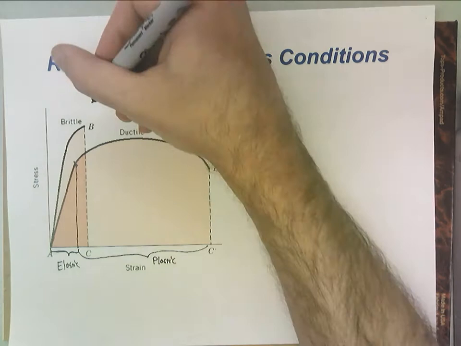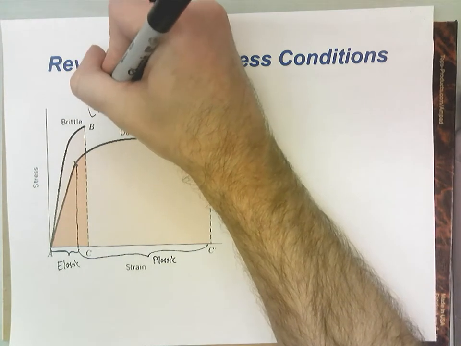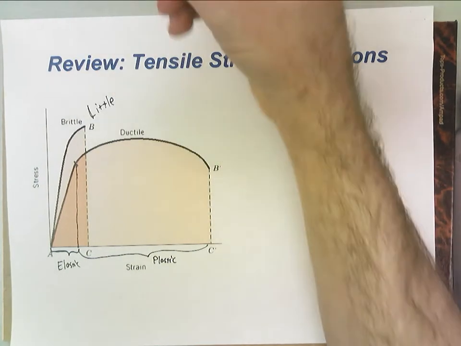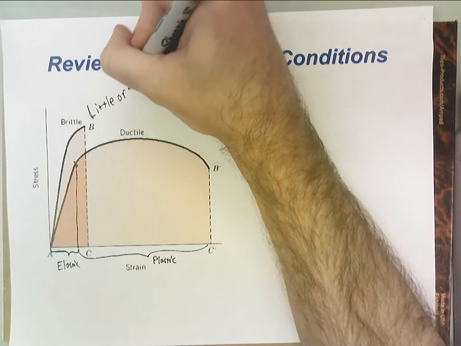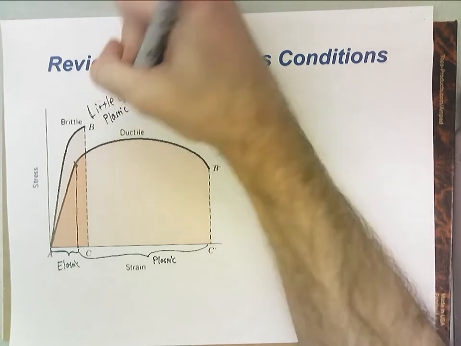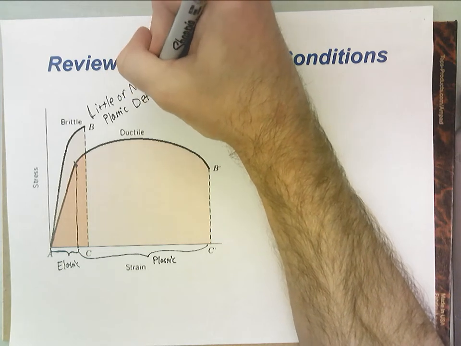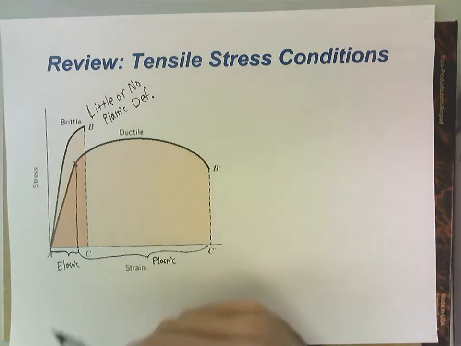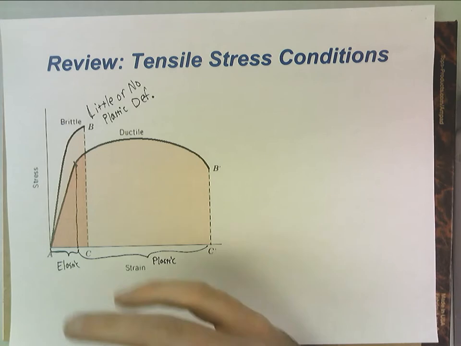Brittle materials will have little or no plastic deformation. So little to no flex and bending.